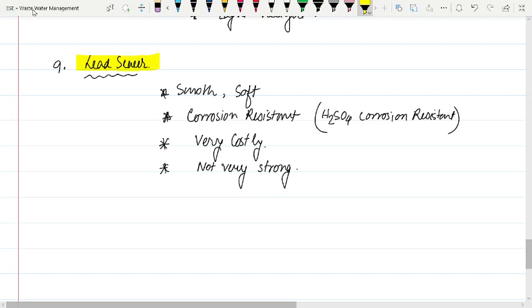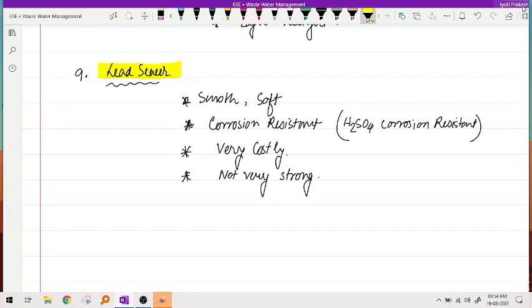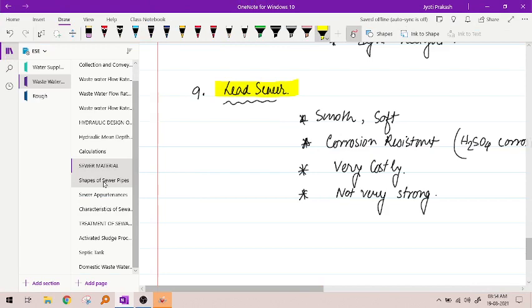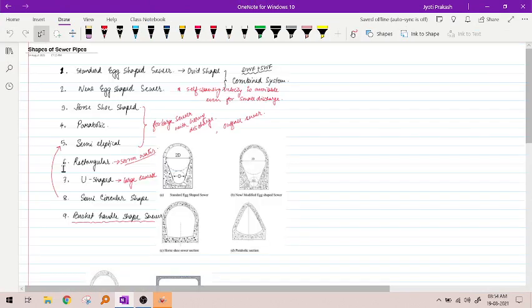So these are the points. These are the types of sewer material we have considered. Next, let us consider the various shapes of sewer materials.